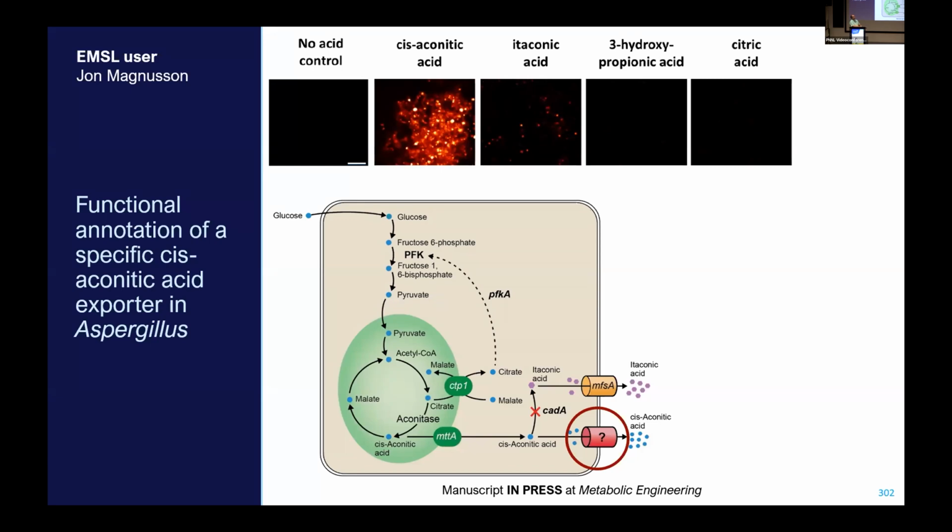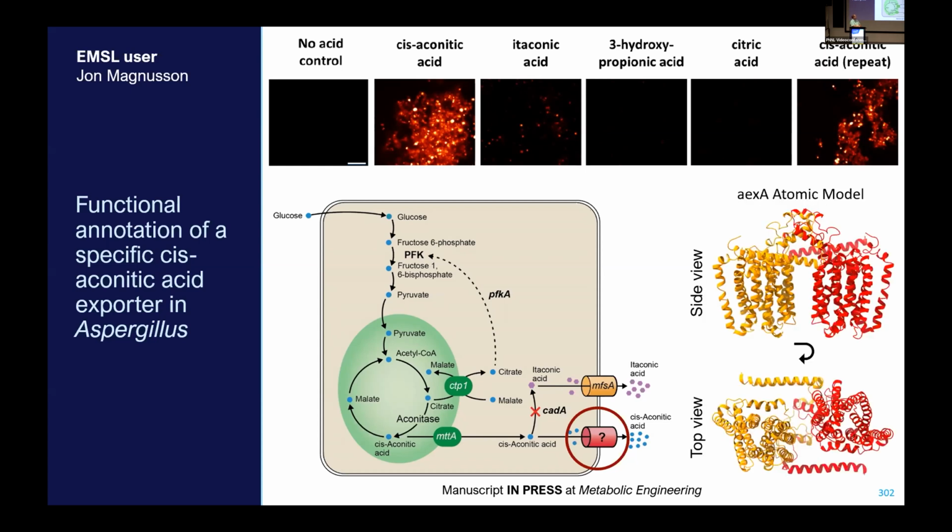To confirm that this result wasn't just the result of decay of the fluorophore over time, at the end of the experiment we reran cis-aconitic acid and showed that the fluorophore was still completely viable. And so this was able to do true functional annotation, identifying this protein called AEXA as a cis-aconitic acid transporter. We were further able to go on and determine its overall atomic structure. So, wrapping together, from an unknown gene that was previously unannotated, we were able to annotate it both functionally and structurally.